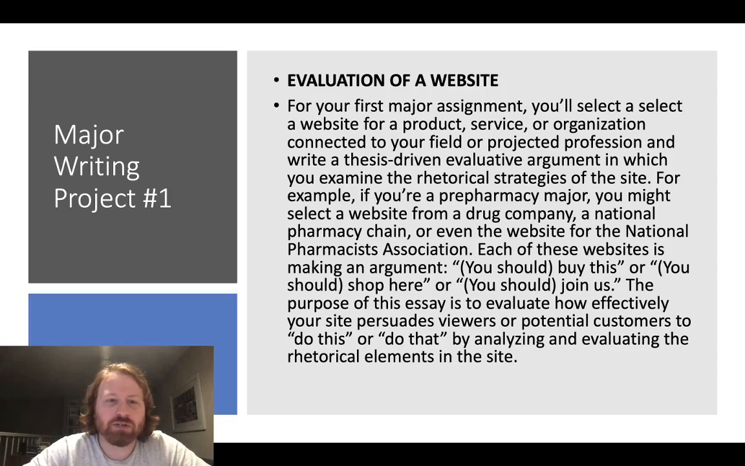So the first major writing project, your first essay, is going to be an evaluation of a website. You'll select a website for a product, service, or organization connected to your field or projected profession and write a thesis-driven evaluative argument in which you examine the rhetorical strategies of the site. For example, if you're a pre-pharmacy major, you might select a website from a drug company. Each of these websites is making an argument: you should buy this, or you should shop here, or you should join us. The purpose of this essay is to evaluate how effectively your site persuades viewers or potential customers to do this or that by analyzing and evaluating the rhetorical elements in the site.